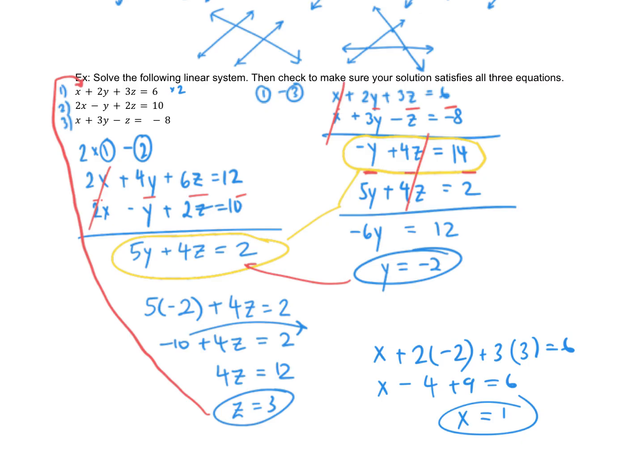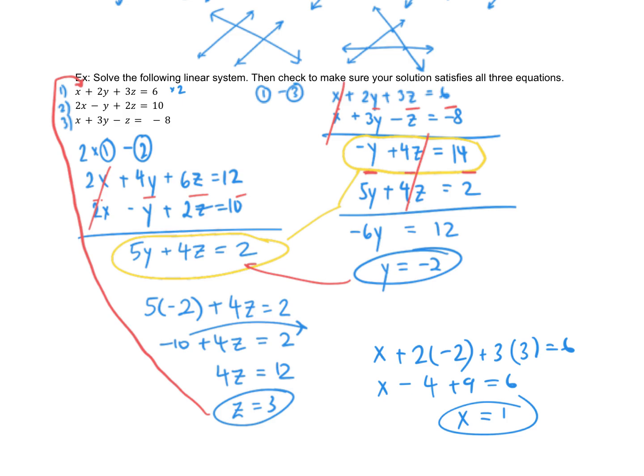And now if I was unsure of my work, I would do a left side, right side check. I know this is going to work for the first equation because that's where I got this final x value, but I can do a check in the second and third to double check. So I'm going to do it in my calculator. All right, 2x, so 2 times 1, minus y, so minus negative 2, plus 2z, so plus 2 times 3, and I got 10. Beautiful.